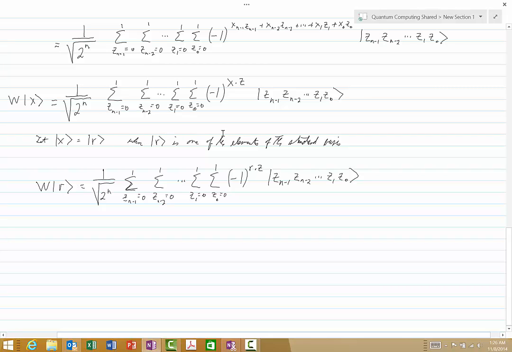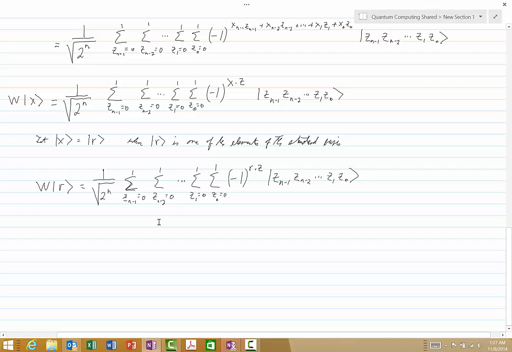But remember, we're assuming here that r is one of the elements of the standard basis. So in that case, this is telling us really the terms in the corresponding column of the W matrix. What I mean is that when we choose all zeros here, for z_{n-1} equals 0, z_{n-2} equals 0, all the way to z_0 equals 0, then we get all zeros here. Of course, all zeros there is the first element in the standard basis for n-qubit states. We have n zeros. That's the first element in the standard basis for n-qubit states.